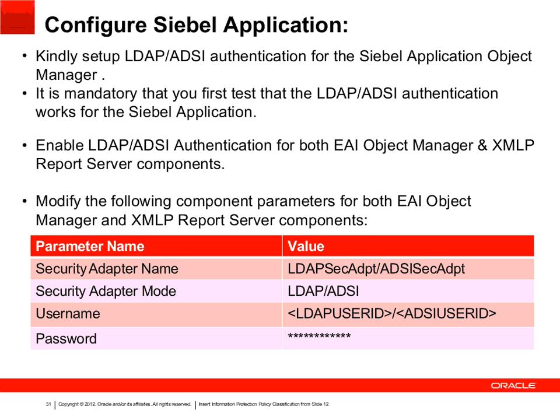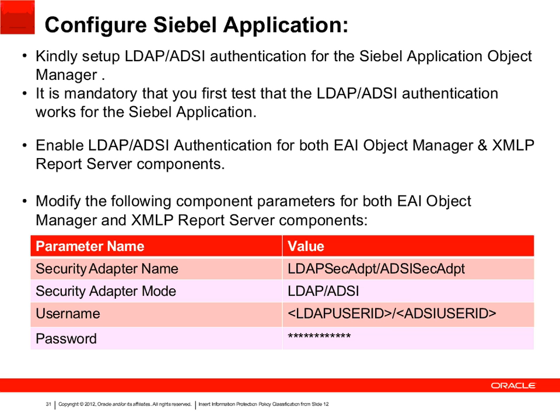The first step is to enable the LDAP authentication for the EAI object manager as well as for the XMLP report server component. Here, modify the security adapter name and security adapter mode as shown in the diagram. For LDAP, it will be LDAP ADPT. For ADSI, it will be ADSI ADPT. Accordingly, the other parameters will follow.